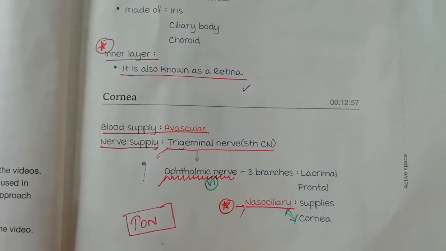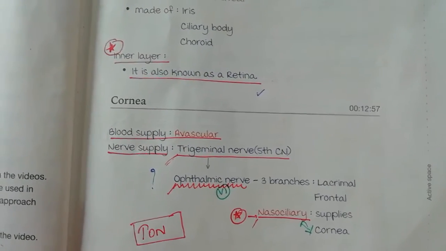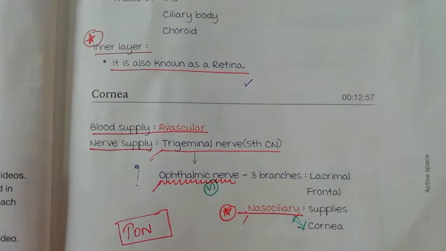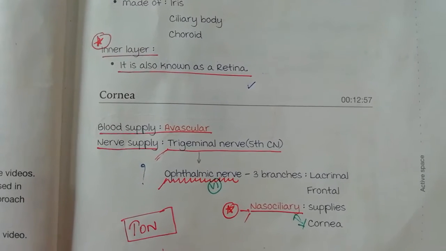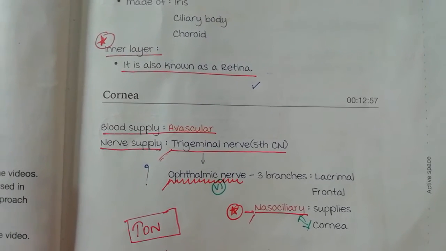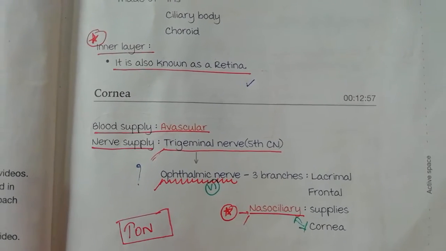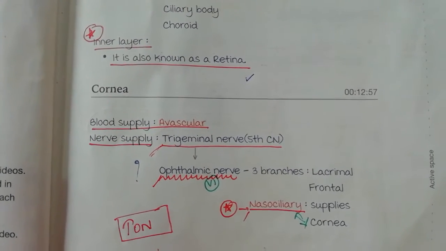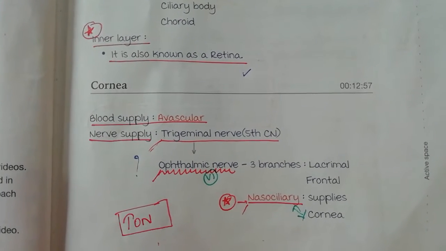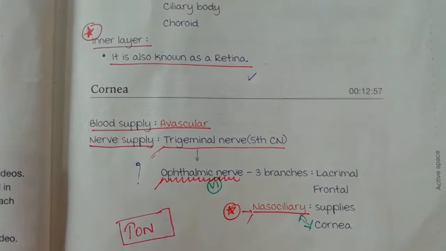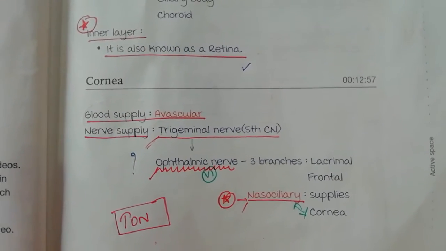Now if you look into the structure of an eye, I have told you the outer layer has the cornea, sclera, and the junction. The transparent part you see in the center is the cornea. The blood supply of the cornea is avascular, right? And if you touch it, you feel the sensation, and it's all because of the trigeminal nerve. Now we need to understand that.